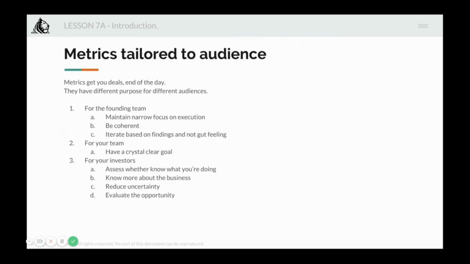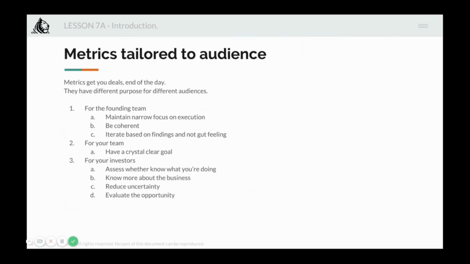And they have different purposes for different audiences. For the founding team, they want to maintain a very narrow focus on that execution. That helps in keeping everything coherent. It also helps in iterating based on findings and not gut feeling. While for your own product team, you want to have a crystal clear goal and you would like to diagnose issues before they even arise.